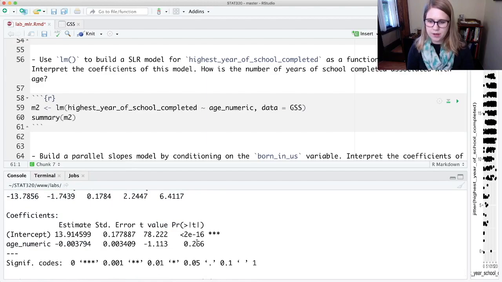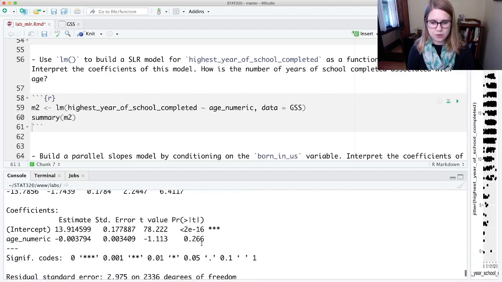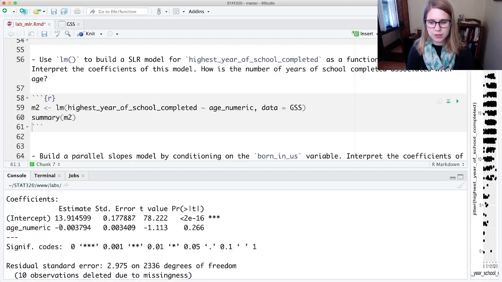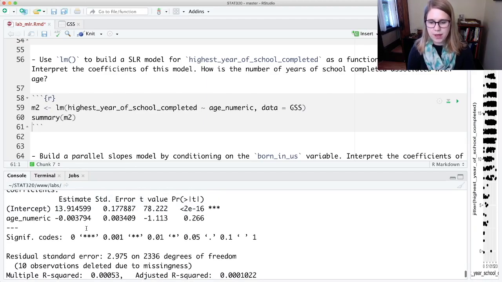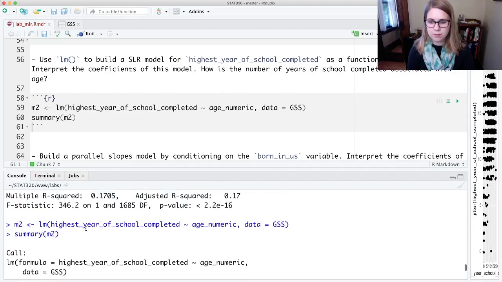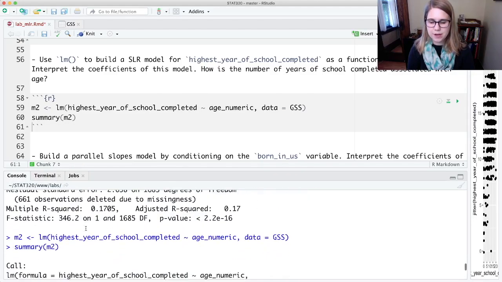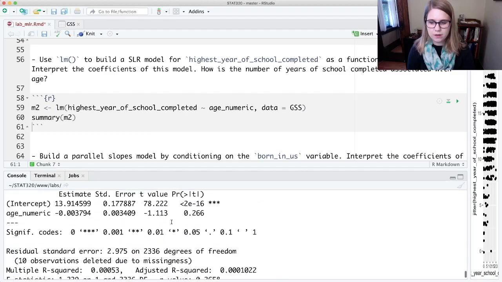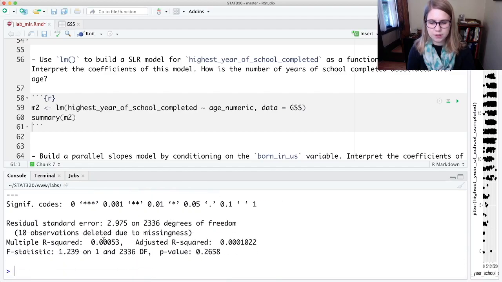I could look at this. Okay, age numeric, not significant in terms of predicting how many years of school you've gotten. That's kind of interesting. But I could still try and interpret the coefficient there if I wanted to. So for every year of age, I would expect the highest year of school completed to go down by 0.003 years. And if I wanted to compare two models between my previous one and this model, I could look at the multiple R squared, 0.17 versus 0.0053.